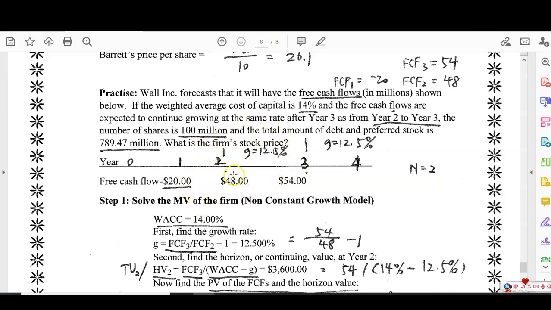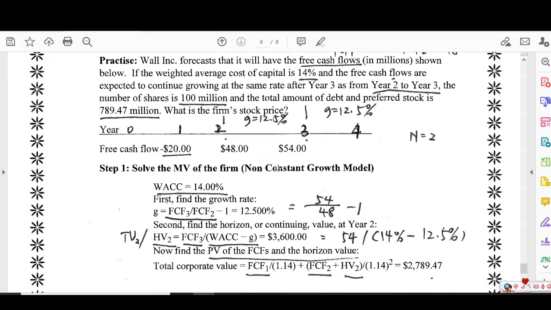It should be different from the growth rate from year 2 to year 3. But after year 3, it's all going to be the same G2. So let's first find the growth rate from year 2 to year 3, our G2. We can use free cash flow 3, 54, divided by free cash flow 2, 48, minus 1. So we have 12.5% as the growth rate from year 2 to year 3. And it's going to be the same next year and all the years after. So G2 is 12.5%.